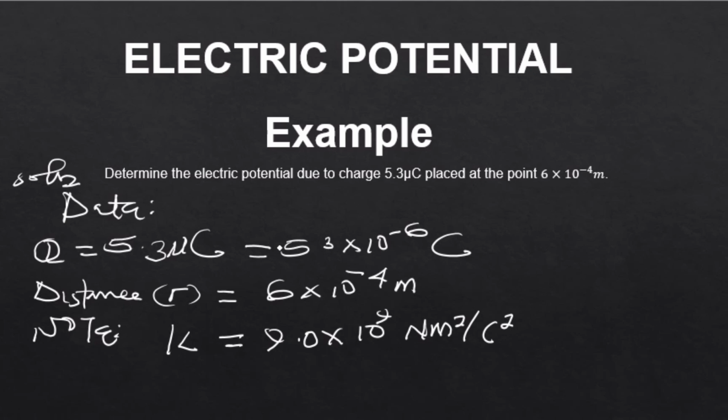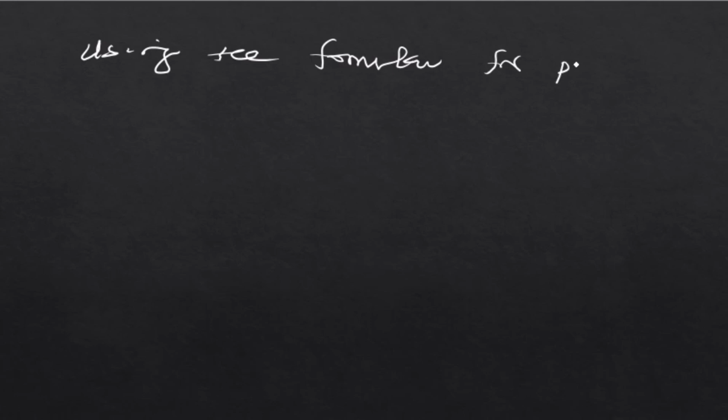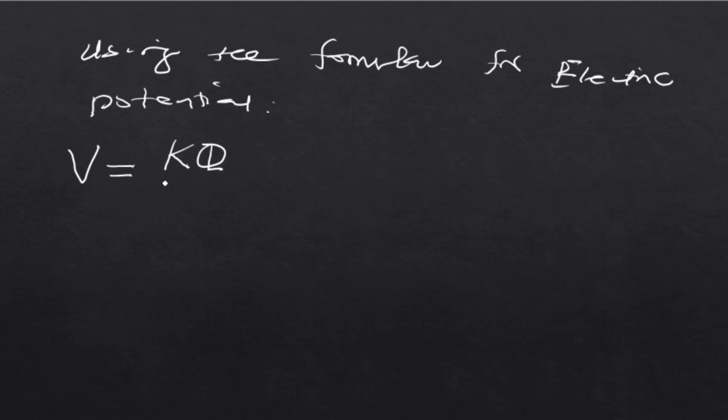So from what we have here, we can simply apply the formula for electric potential. V is equal to KQ over R.